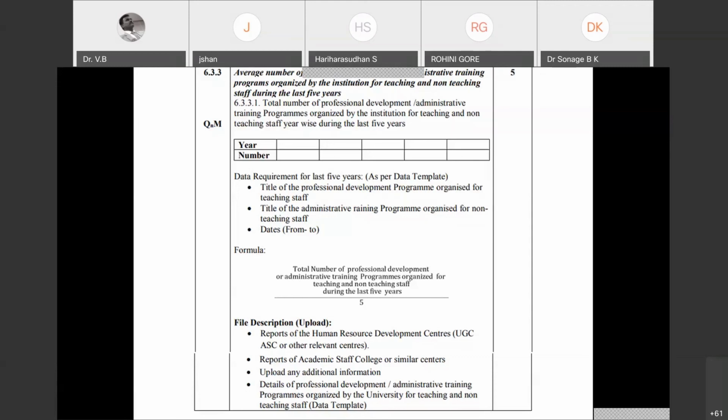This is again a quantitative matrix in which the data has to be entered, and the data would include the title of the program and when it was organized, the from date and to date, and also the names of the staff members who have attended should be recorded.